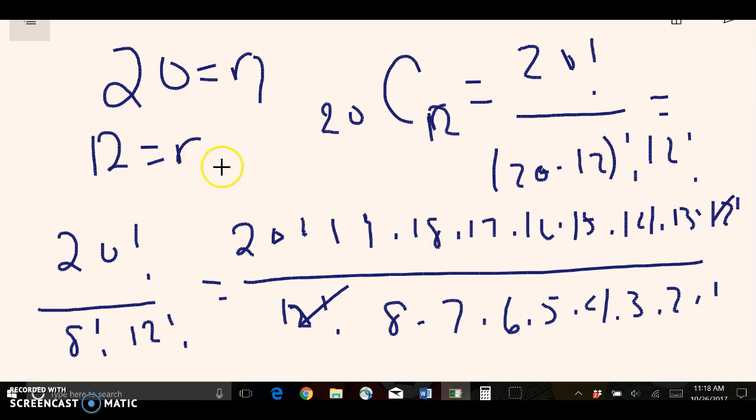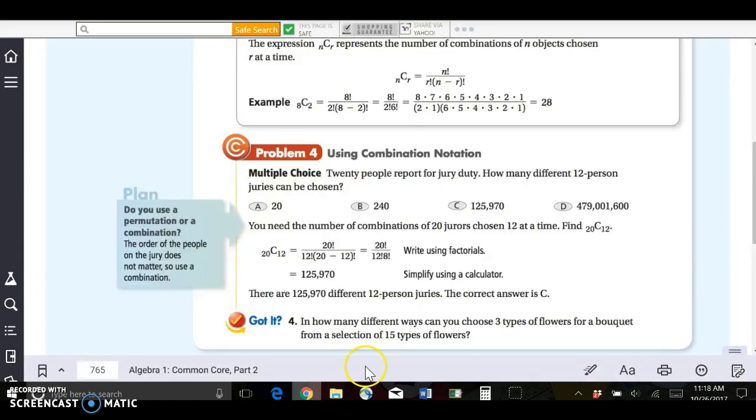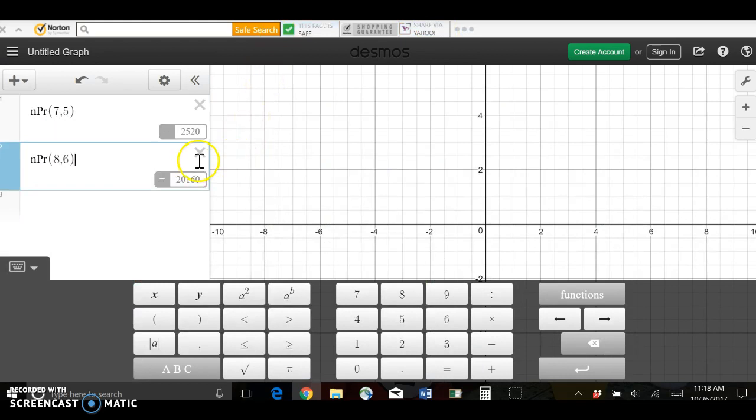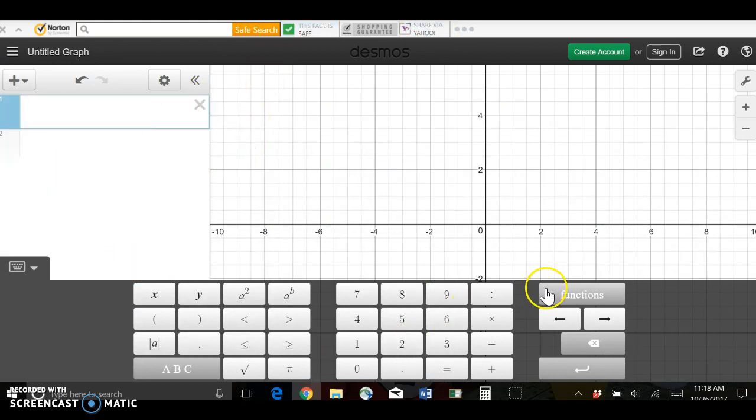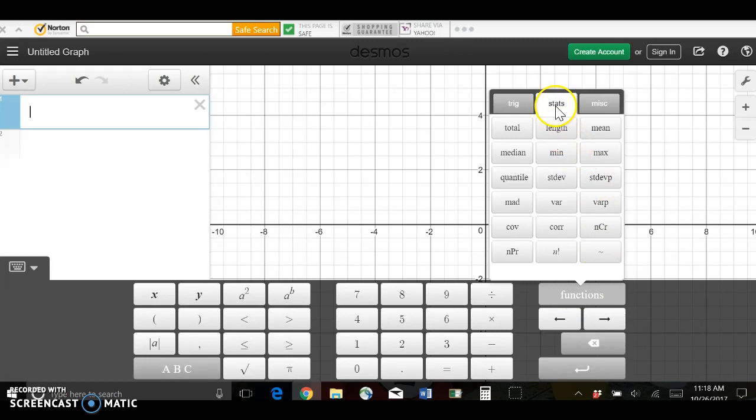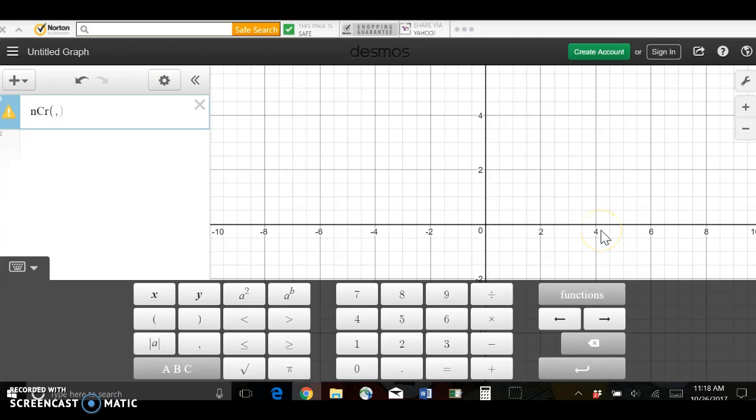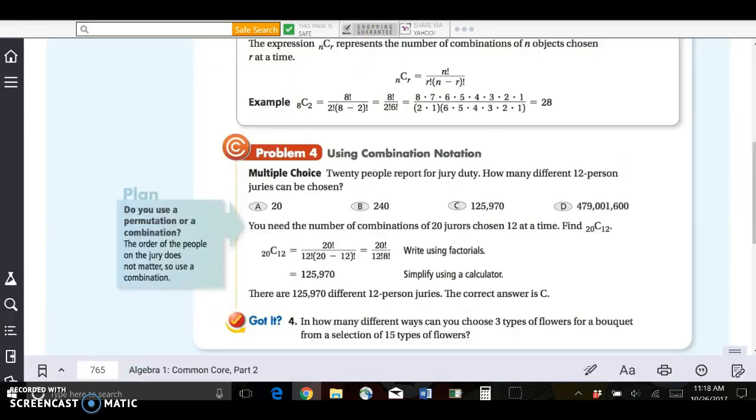And I'm not going to put all that in my calculator because I'm going to use a free graphing calculator at www.desmos.com. I'm going to click here on my function button. I already clicked on stats and then I'm going to hit nCr, and I know that it was 20 chosen 12 ways. It gives me 125,970. So that's what we got here. 125,970 different 12-person juries can be chosen.